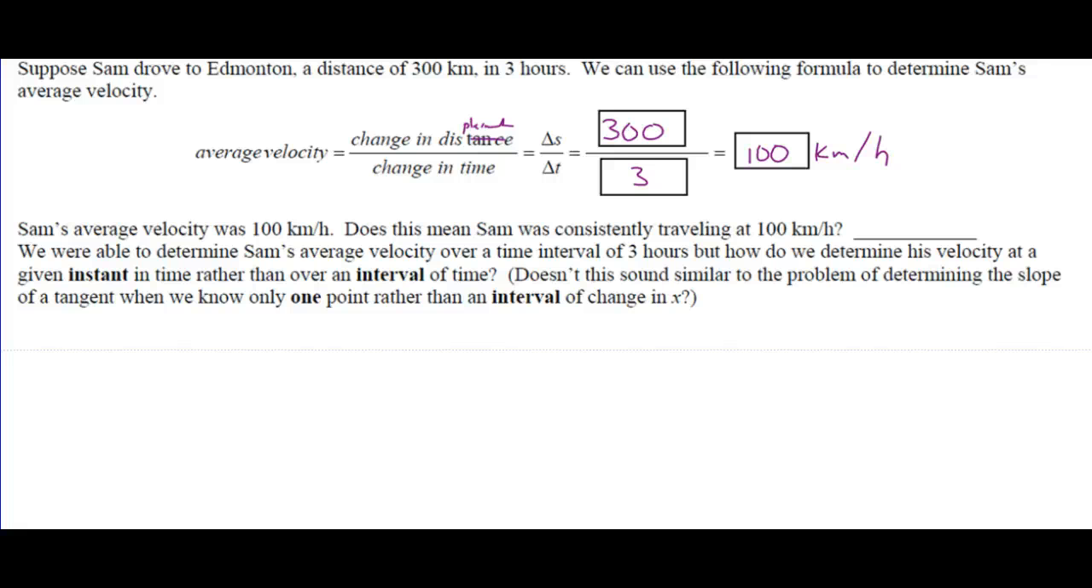Does this mean Sam was consistently traveling at 100 kilometers an hour? Absolutely not, unless he can instantaneously get up to speed. Likely the speed varied, but his average velocity was over a time interval of 3 hours. How do we determine his velocity at a given instant in time rather than over an interval of time? Doesn't this sound familiar to the problem of determining the slope of a tangent when we know only one point rather than an interval of change? So we're looking for the slope at that moment in time. What is the slope of the tangent?